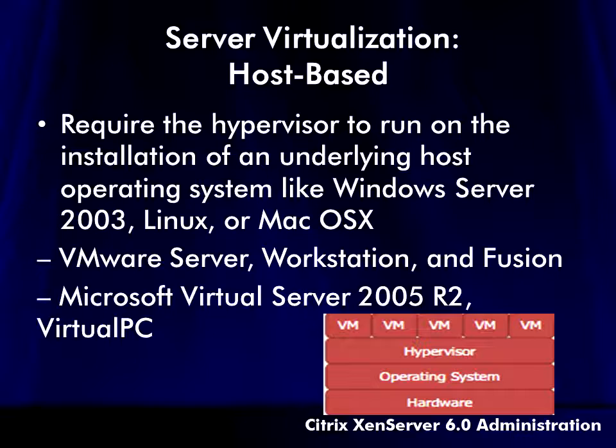Now, server virtualization is really, in some cases, host-based, which is Type 2 virtualization. They require a Windows or Linux operating system to already be in place. There's a product called VMware Server, VMware Workstation, VMware Fusion, Microsoft Virtual Server, Microsoft Virtual PC, and Oracle VirtualBox. These are all examples of Type 2 host-based virtualization platforms, where you have your hardware and then you have an operating system like Windows or Linux, and on top of the operating system, you have a hypervisor.